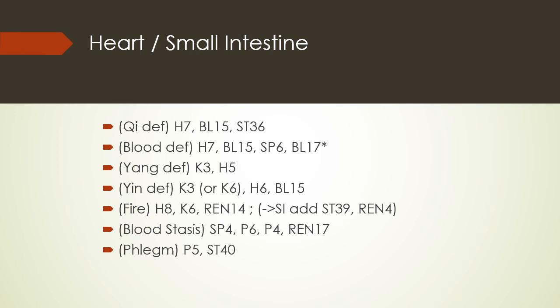Typically, you will see in cases like blood stasis and phlegm, the pericardium treated in favor of the heart. So for phlegm, we treat pericardium 5 and stomach 40, as we've seen before. For blood stasis, typically we'll treat pericardium 4, pericardium 6.